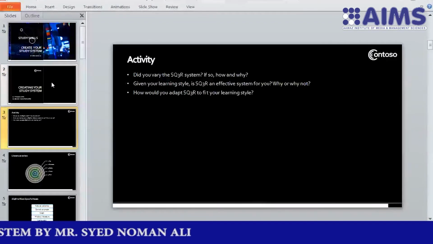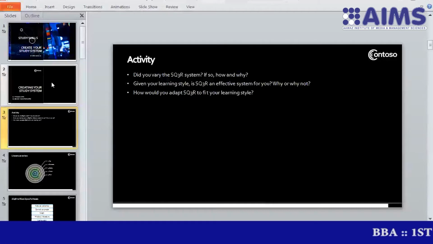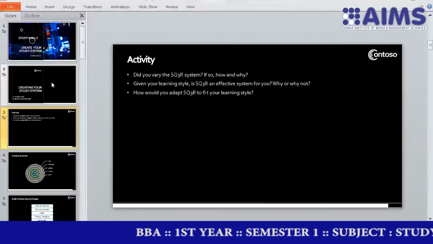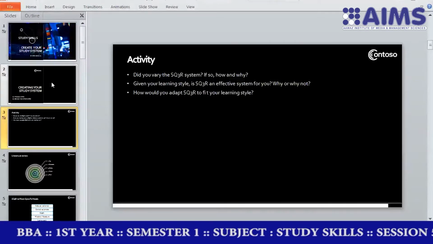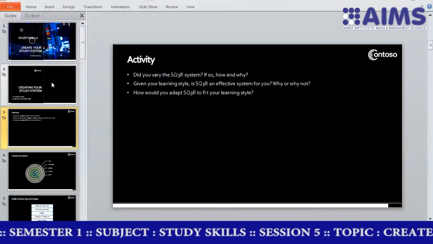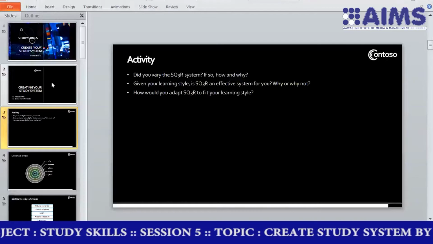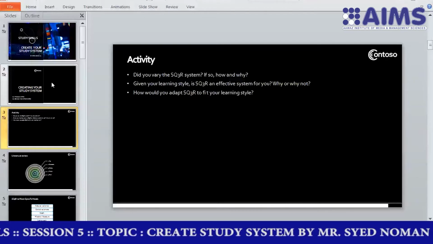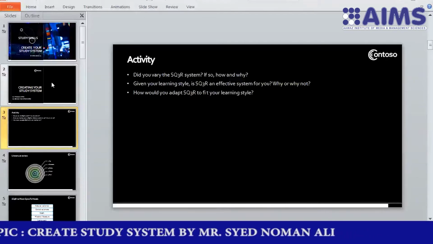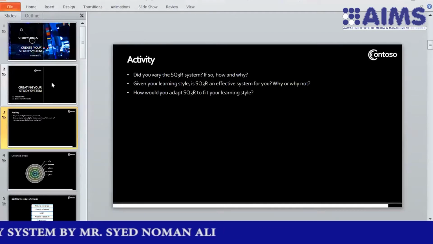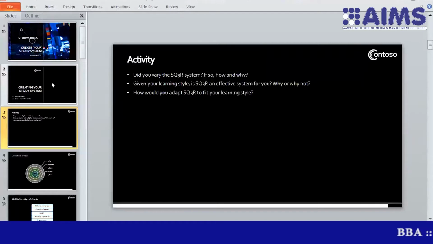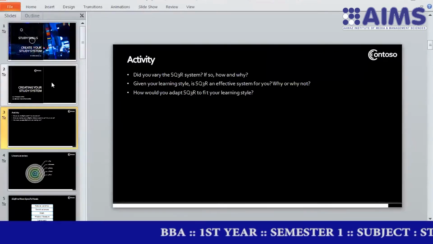So we have some activities regarding this, including the SQ3R system. And what is the SQ3R system? We will be discussing it later. And we will look at how all these learning styles, whether kinesthetic, reading, writing, audio, and many multiple learning styles, are related to that method, and how it will become fit and effective for you.